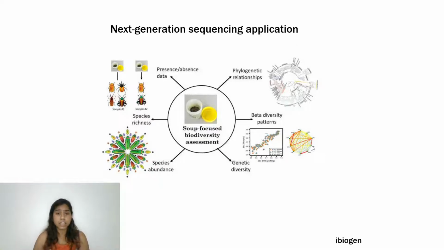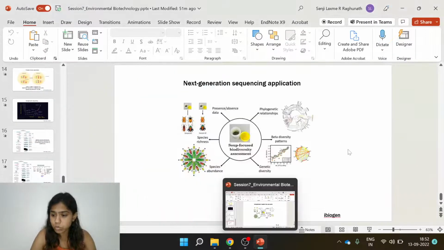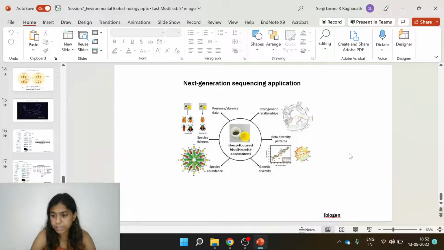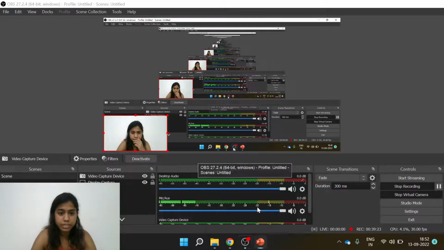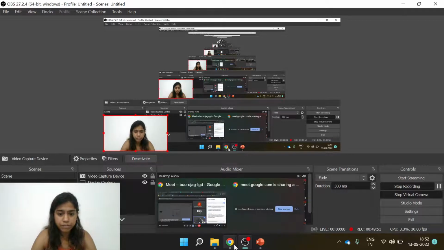So with the next generation data, we can play around so much to get lots and lots of information about different things, starting from taxonomic position to expression profiles and so on. So that's mostly about it for today. We still have like 8 minutes remaining, but I want to keep that for questions if anyone has.